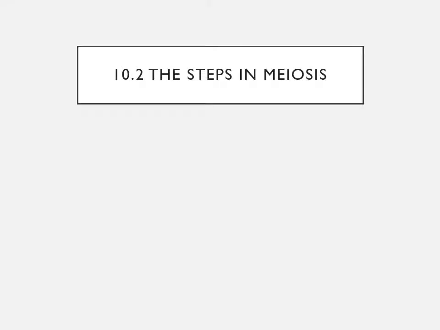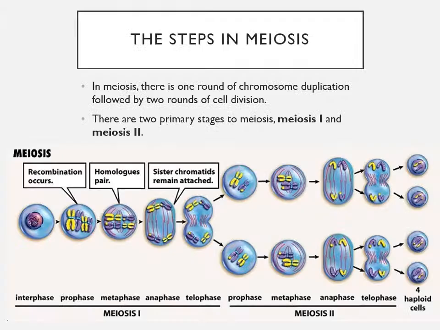Let's look now, section 10.2, at the steps of meiosis and go over each of these steps in detail of how that cell division occurs to create these gametes. Okay, so this looks complicated in the picture, but let's just quickly go over what is going on here, and then we'll go over these steps in general.